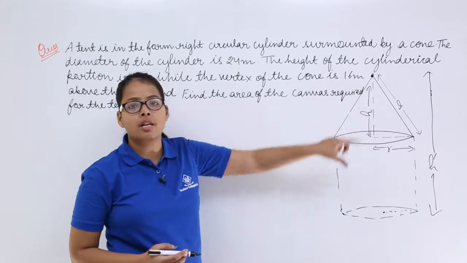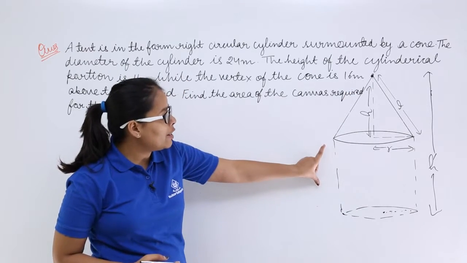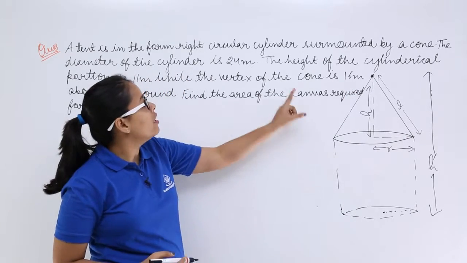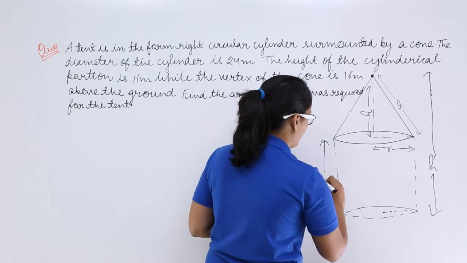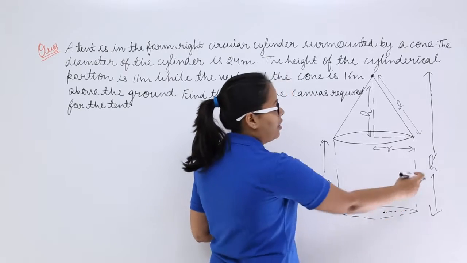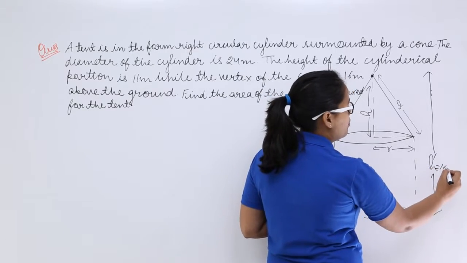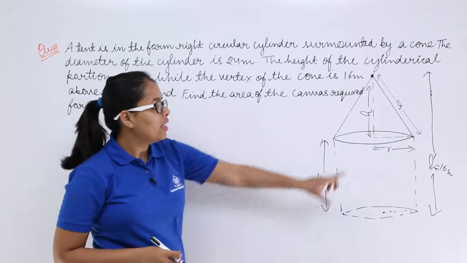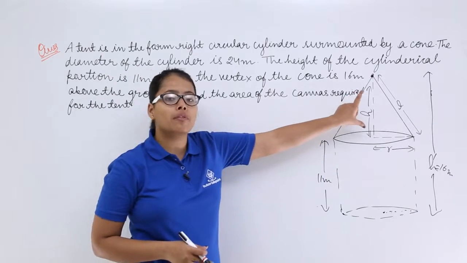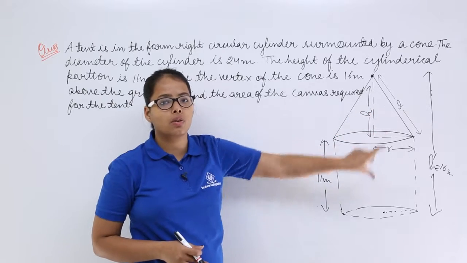This height is 16 meter and you know that the height of this right circular cylinder is 11 meter. This is 11 meter and this height is 16 meter. Now what is the height of the right circular cone going to be? 16 minus 11, this will give you the height of this right circular cone.